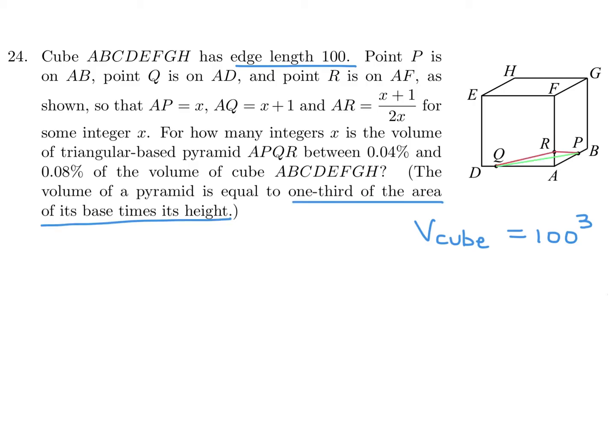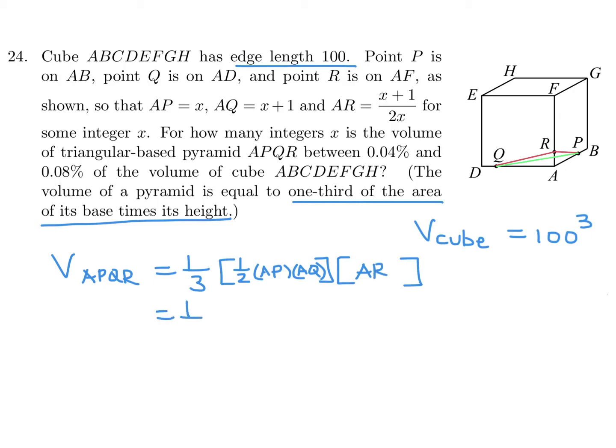Now, the volume of the triangular-based pyramid, they have helped you out by telling you that it's 1/3 the area of the base times its height. So that would be 1/3 times the area of the base times the height. Now the base is a triangle, so its area would be 1/2 base times height, where the height would be AP and the base would be AQ. And then this one in here is the height of the pyramid, which is AR.